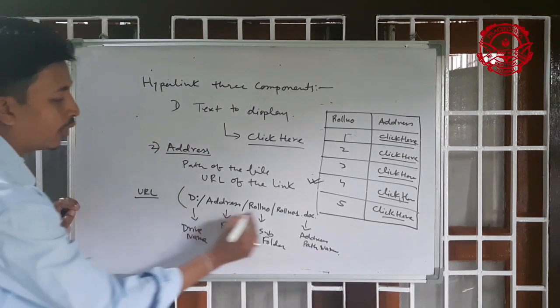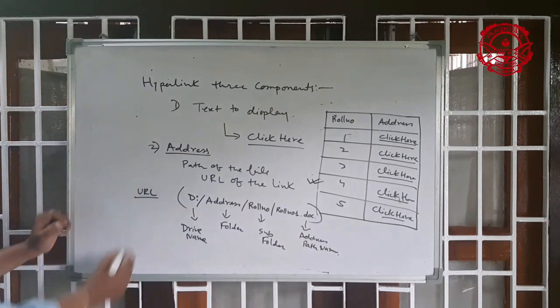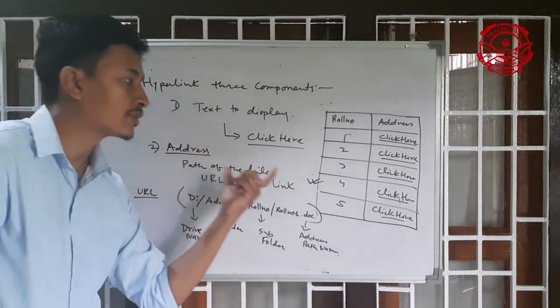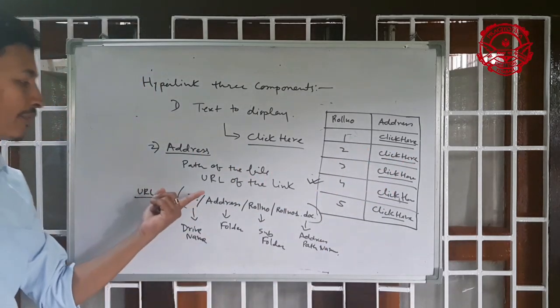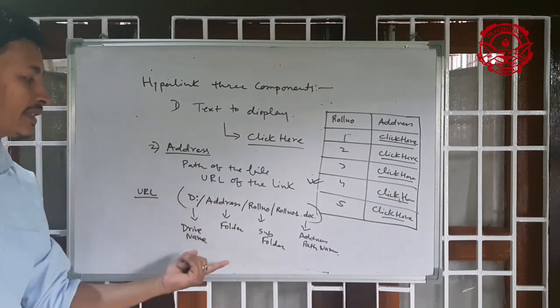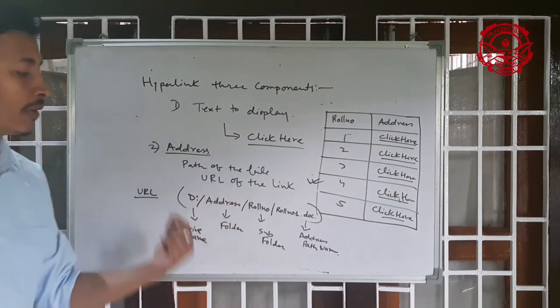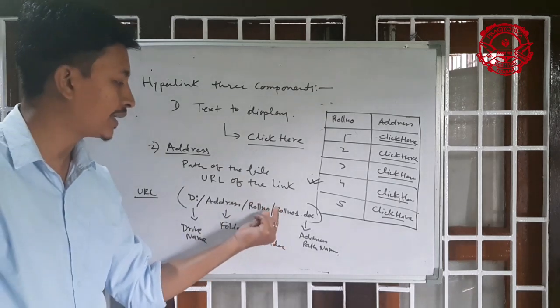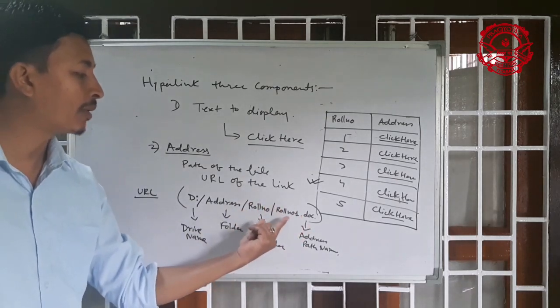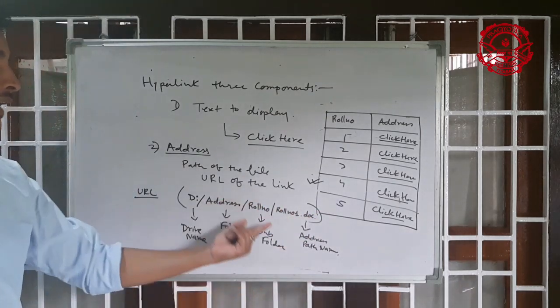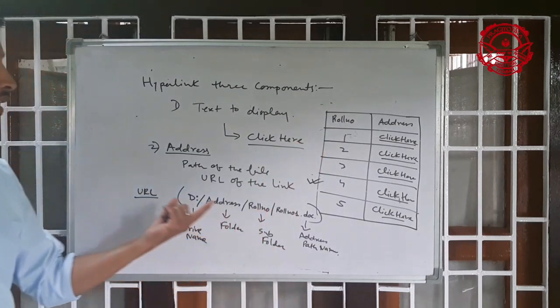Okay, and this whole link is called the address of the URL, or the address of the file. In the drive, there is a folder called address. In the address folder there is a subfolder called roll number. In the roll number folder there is a document, which is roll number 1.doc. This means the address of roll number 1 is here.